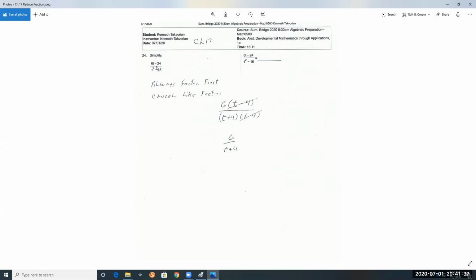The numerator has a common factor of 6, 6 parentheses t minus 4. The denominator is the difference of two squares, therefore t plus 4 times t minus 4. Notice we have like factors. The quantity t minus 4 cancels in the top and bottom, and that leaves us with a fraction of 6 over t plus 4.